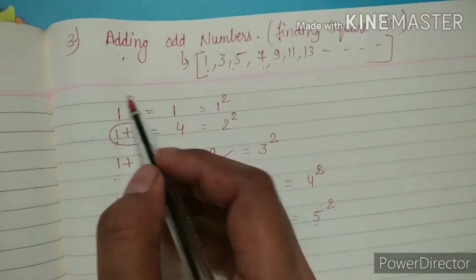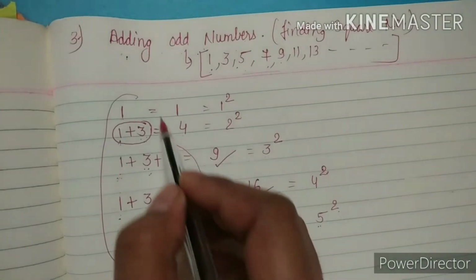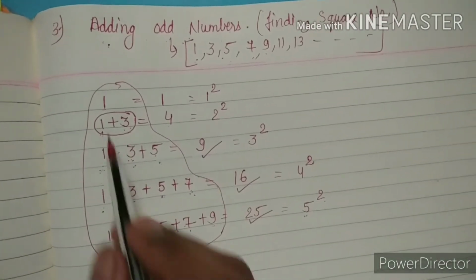You can see we are adding odd numbers. In this, we did not take any even number.